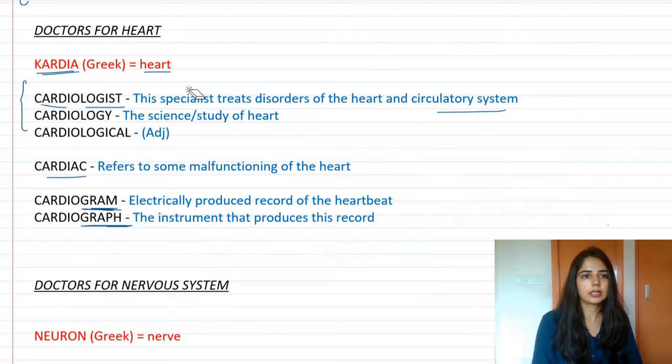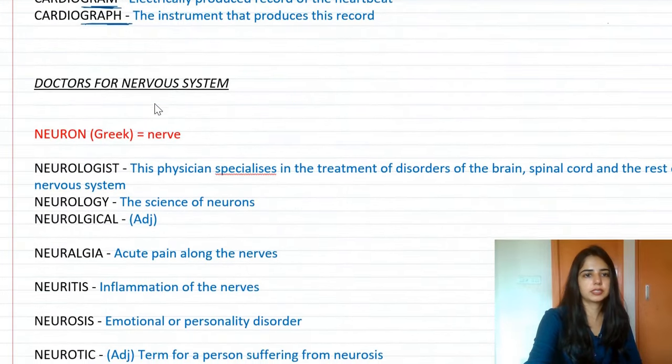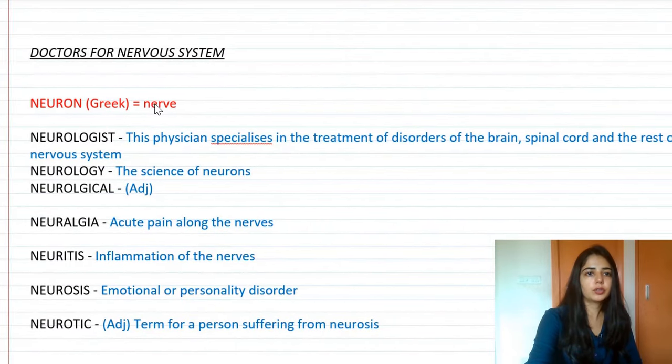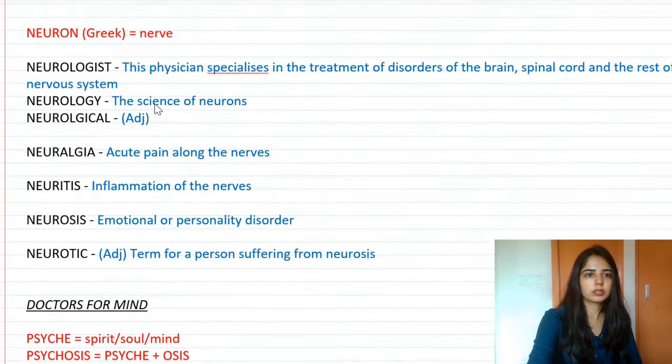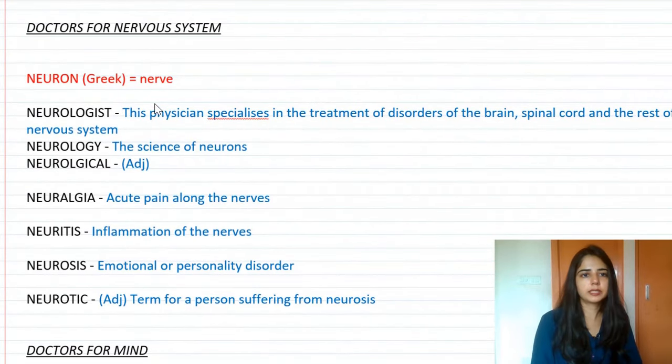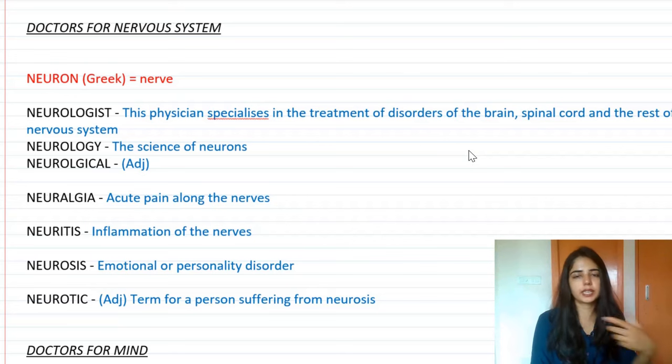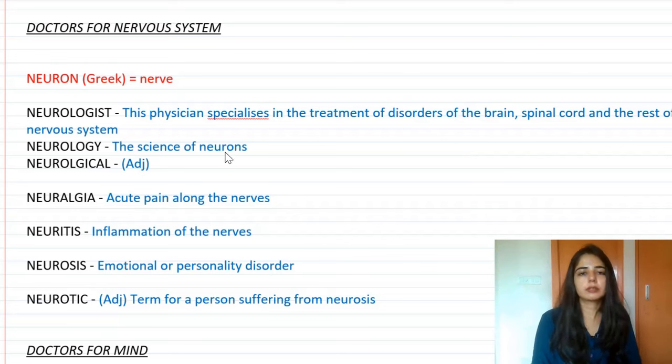Okay. Now our next category is doctors for nervous system. So we all know neuron. Okay, neurons. But this word has actually been taken from Greek language and it means nerve. Anything related to nervous system obviously has to have nerve in it. So any specialist who treats the disorders related to brain, spinal cord or the nervous system. Our nervous system consists of brain, spinal cord and all the nerves.